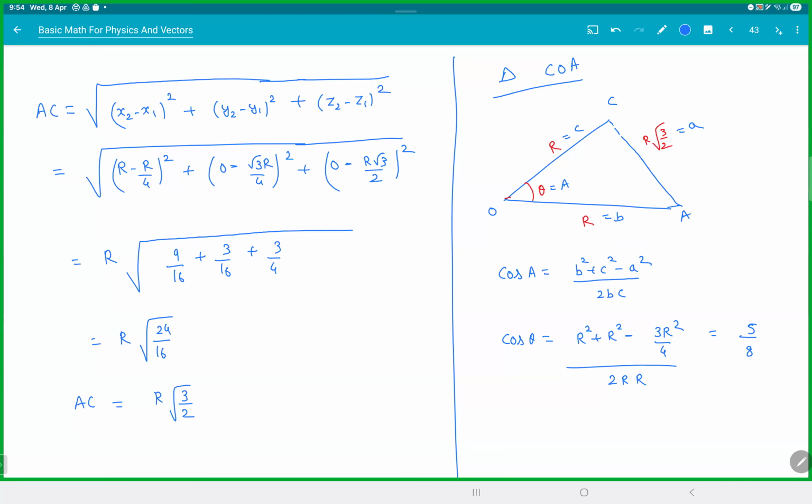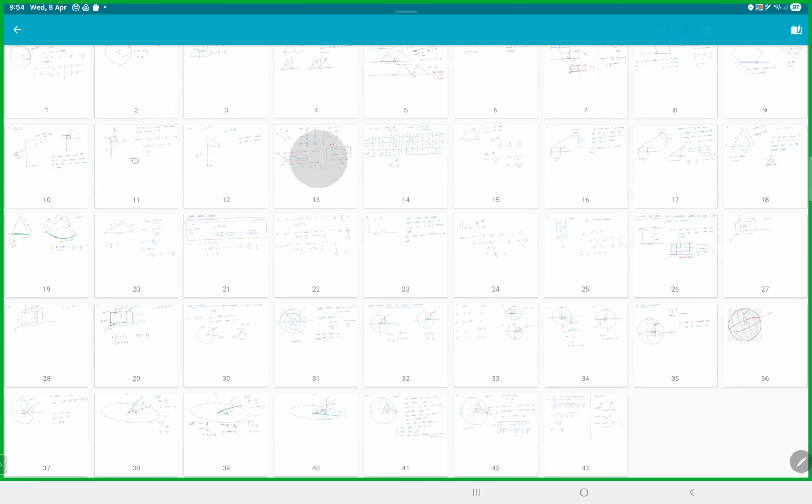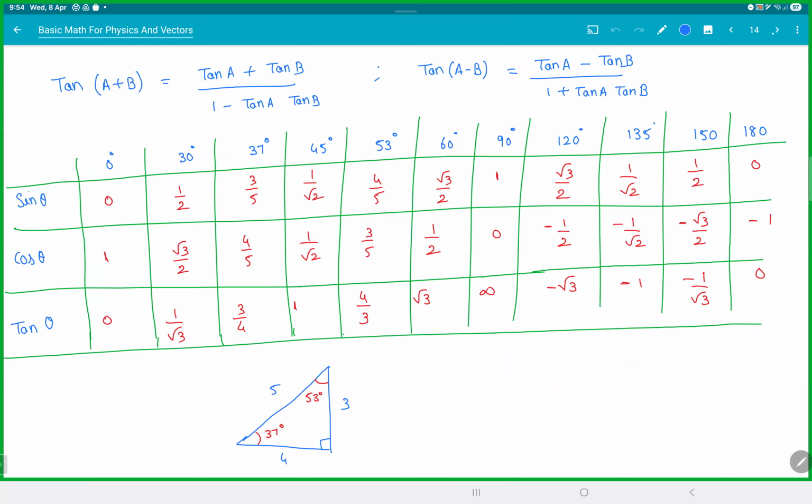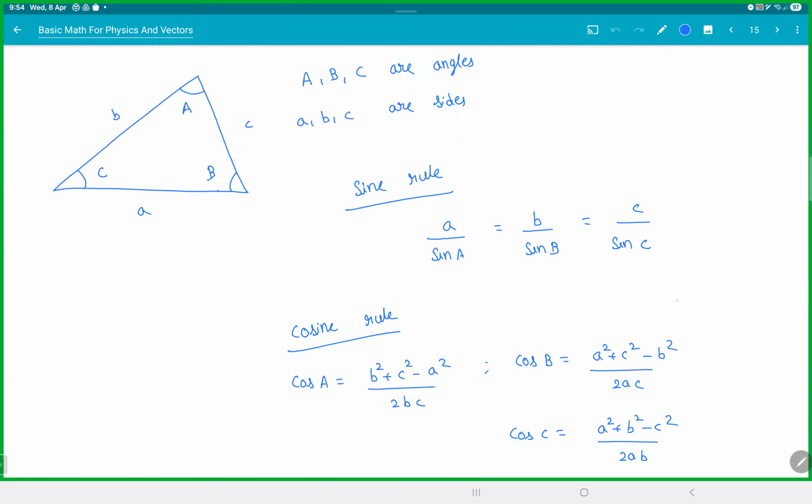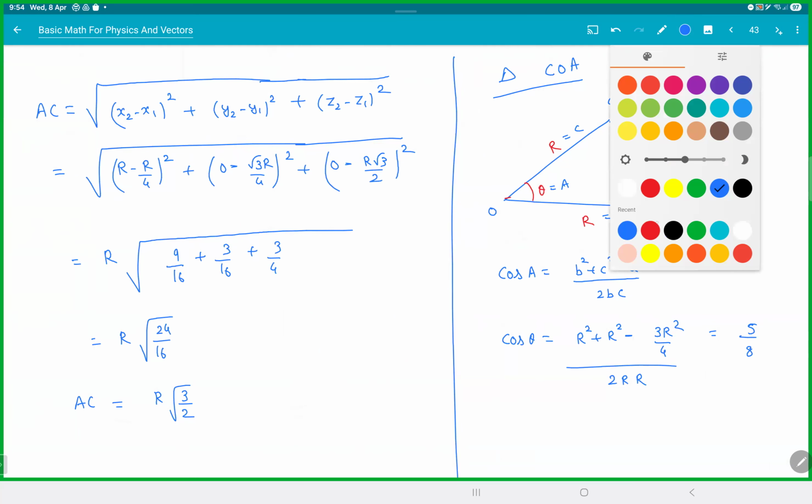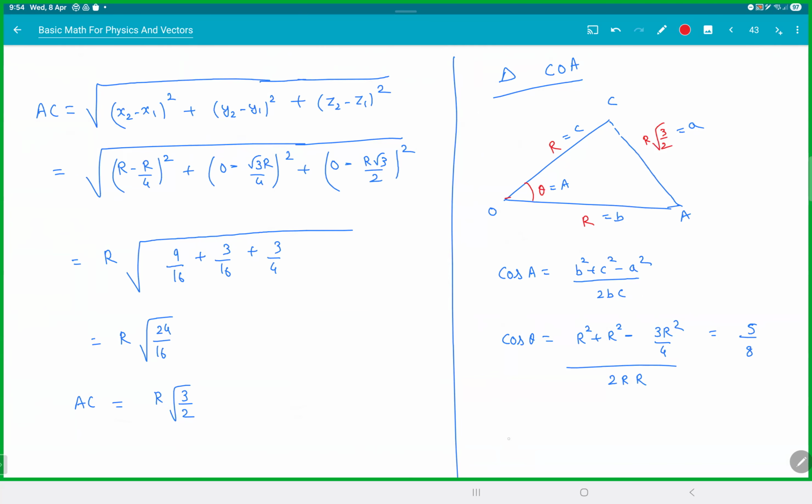All clear with this? Remember cosine rule? You keep cutting. This is what I said. See, I didn't teach you much, but even with whatever little I taught you, things keep coming. So this is your cosine rule in case you don't remember. Page 15. Basic math. And then you're done basically.